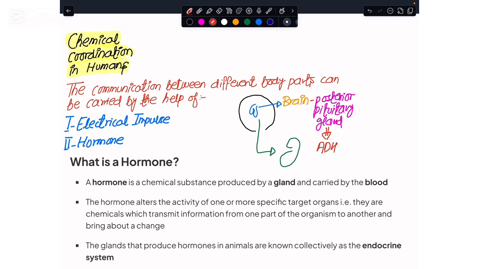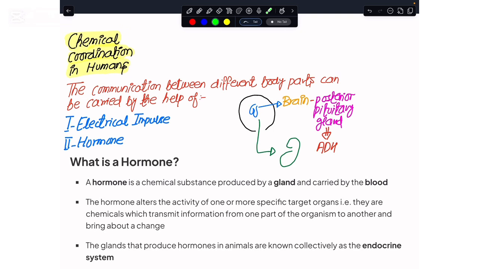And for today, we will be looking at another kind of chemical communication, or coordination, that is brought about in the human body. This kind of coordination is what we refer to as chemical coordination or chemical communication. In our human body we have different organ systems, and all of them have different work to perform. It is important that we bring about communication between these different body parts.